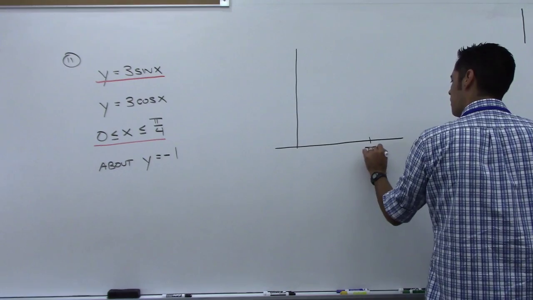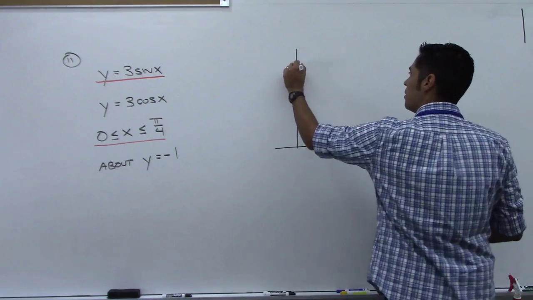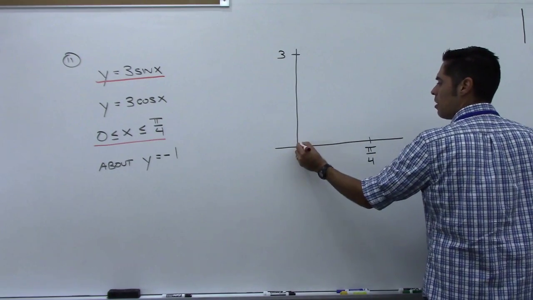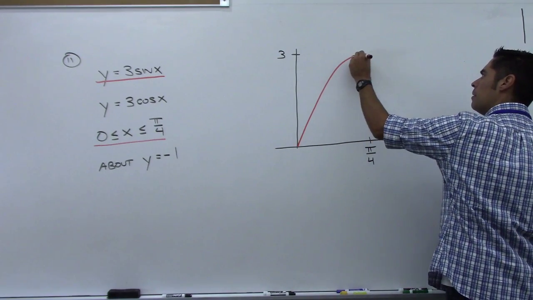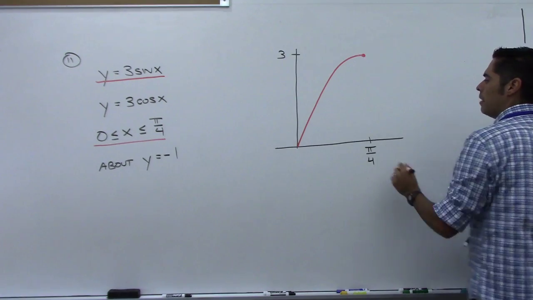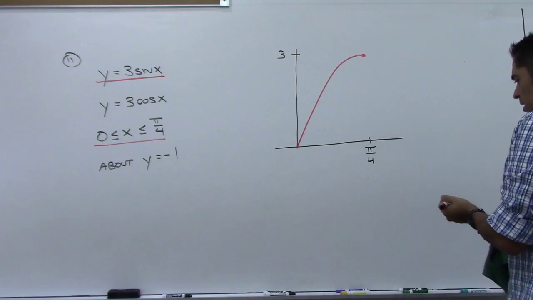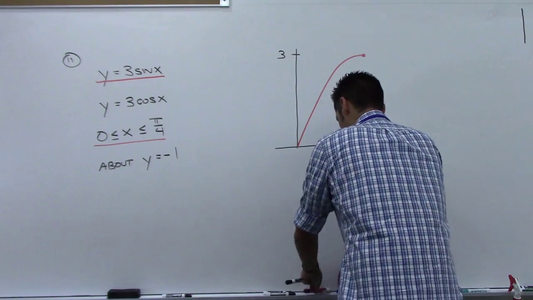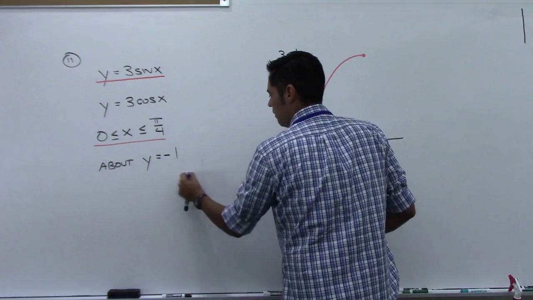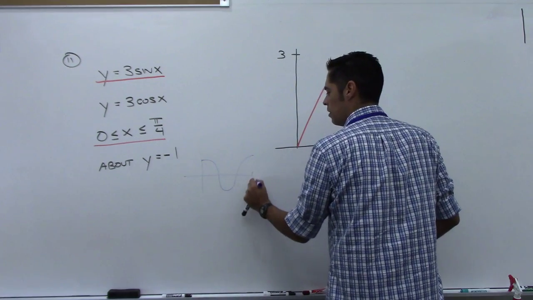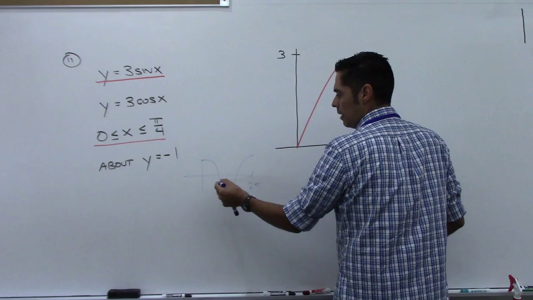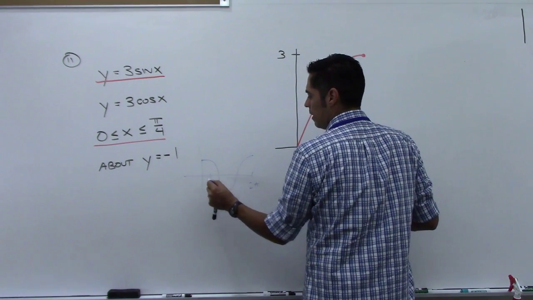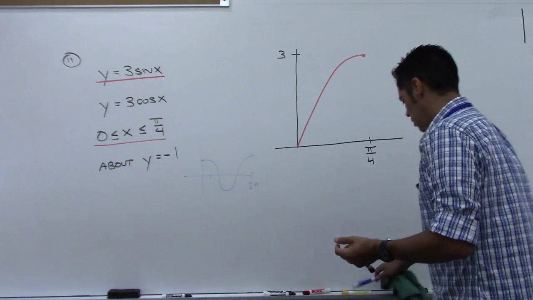Here's pi over 4. And let's say this is 3 up here. And we knew that sine started here, that it went up and hit its peak right there, right at pi over 4. Now 3 cosine, remember if you graph cosine, cosine looks like this to 2 pi. So we're only going to be looking at cosine of pi over 4, right in here.